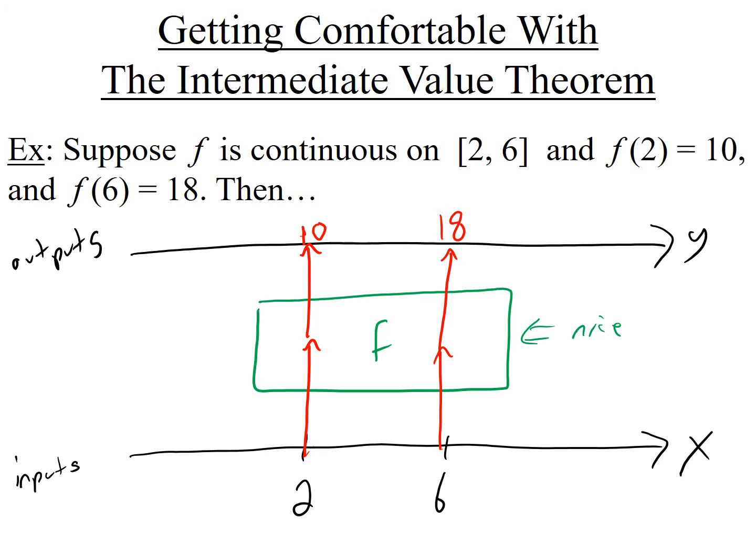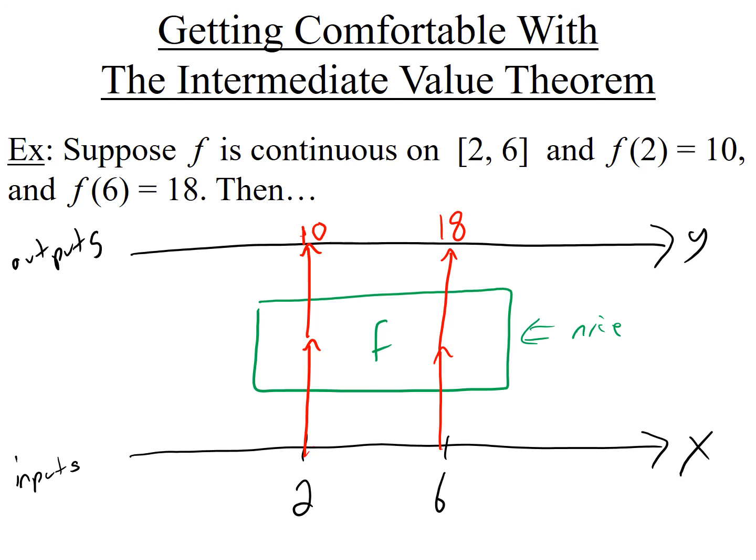Okay, so that's the information we have. I know what happens when you plug in 2, you get 10 out. When you plug in 6, you get 18 out. What the intermediate value theorem says is since you can get 10 out of the function and you can get the number 18 out of the function, then you can get any number between out of the function. For example, make up a number between the outputs.